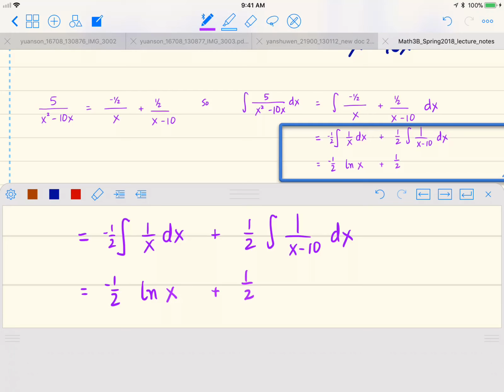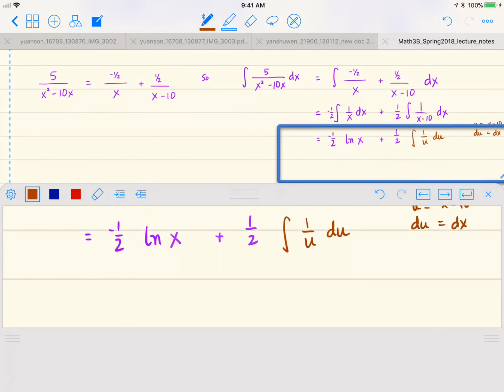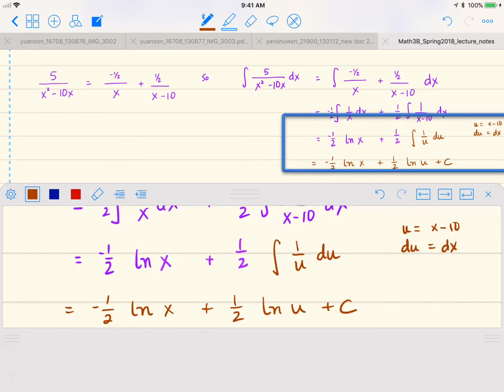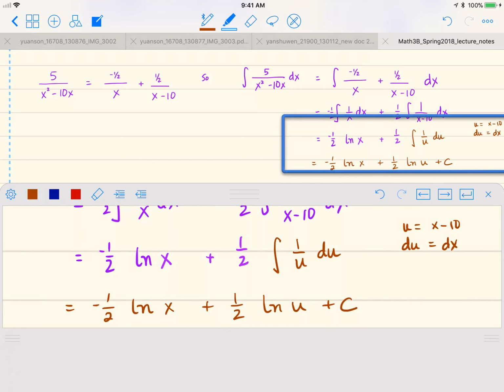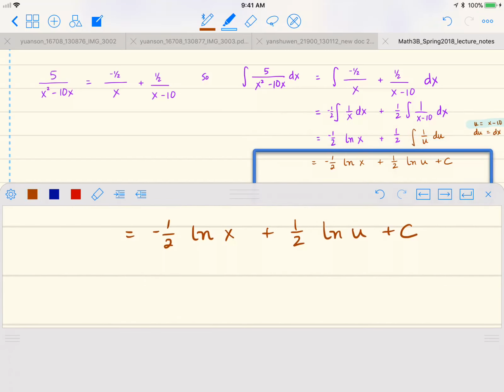Now, in order to do this second integral, I'm actually going to do a u substitution. I'm going to let u equal x minus 10. Then du is equal to dx. So my integral is equivalent to 1 over u du. Okay. And then I'll say this is equal to negative 1/2 natural log of x plus 1/2 natural log of u plus a constant. And I'm not done because I need to substitute u equals x minus 10.